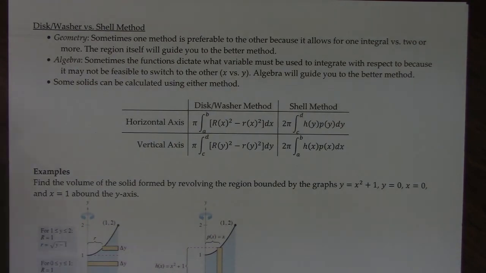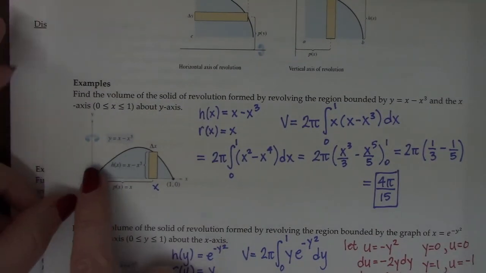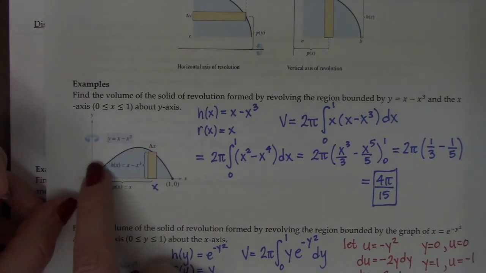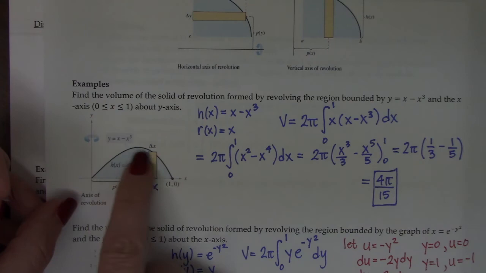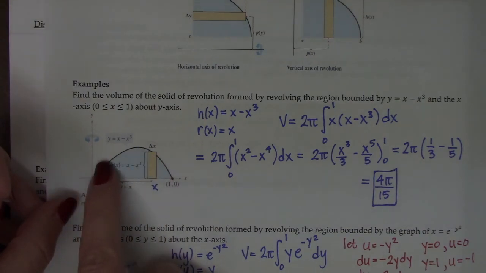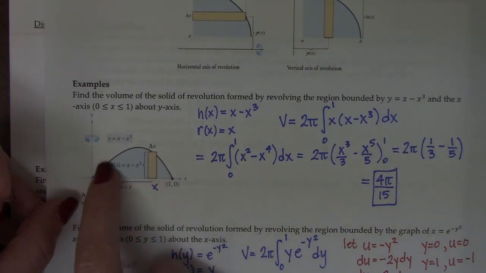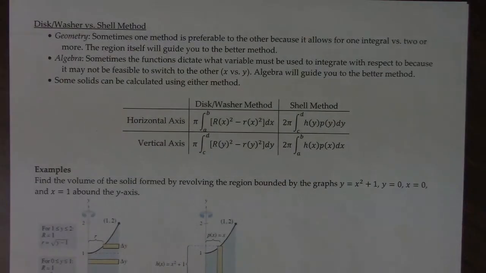So if we go back and look at this example, geometrically we said, well, we can't use the washer method because we can't distinguish between little r and big R. There's no way to write this function where we can claim r and claim big R as a function of x. So we had to use variable y. In other problems, algebra is going to dictate what method we use.